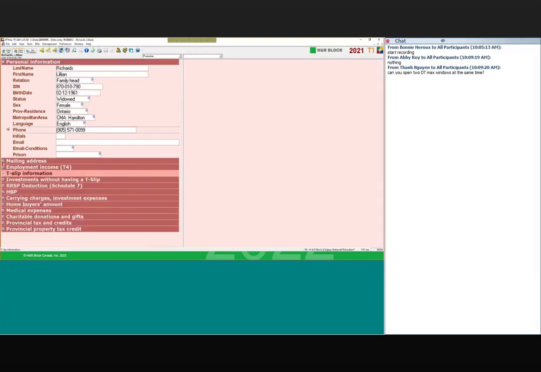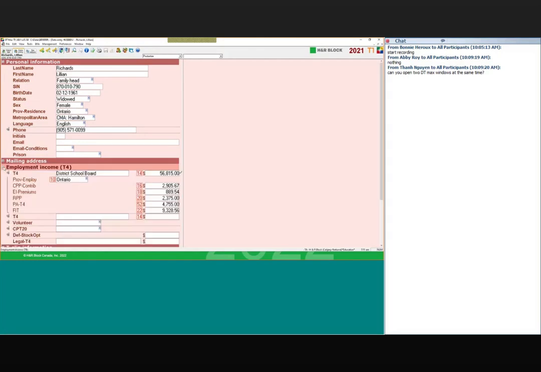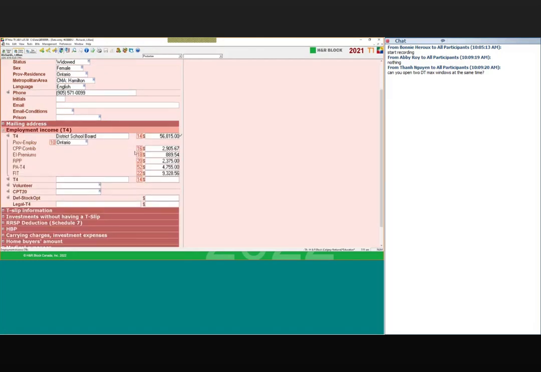So it says here Lillian's a teacher, and so she has a T4. So everybody fill in her T4 too, and her T4 should be pretty standard. I'll give you a little bit of time to put in her T4, and then we'll start putting the investment income in. So hopefully you've had a chance to put the T4 in.